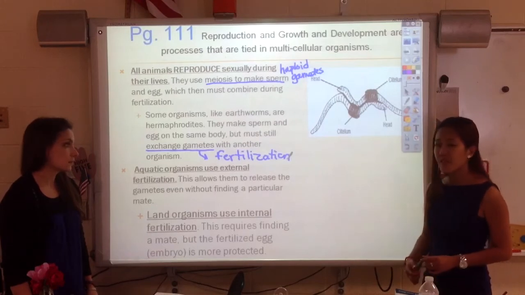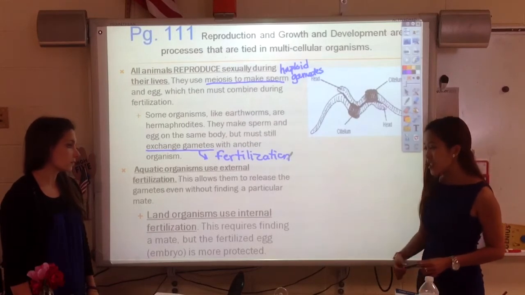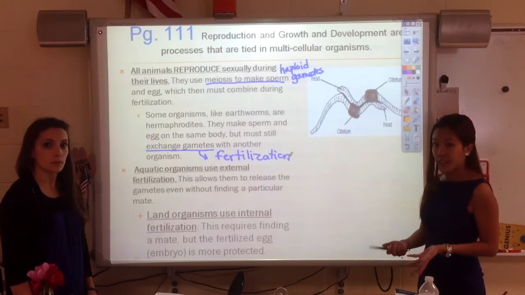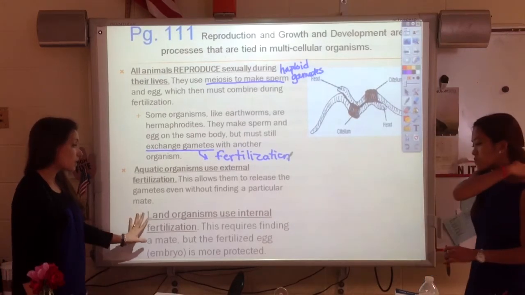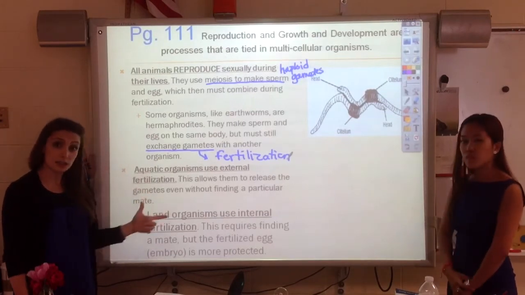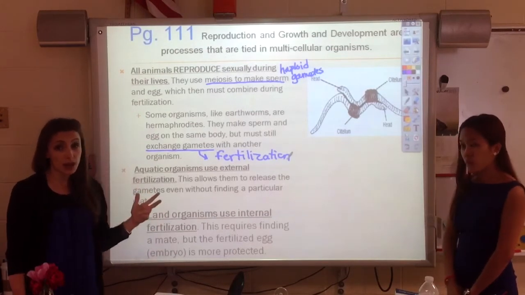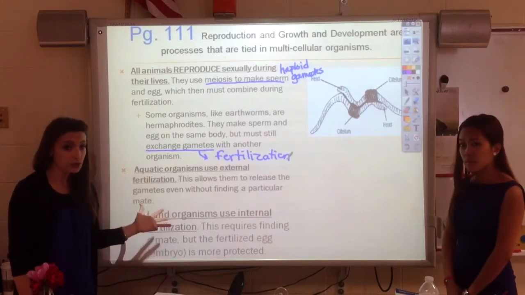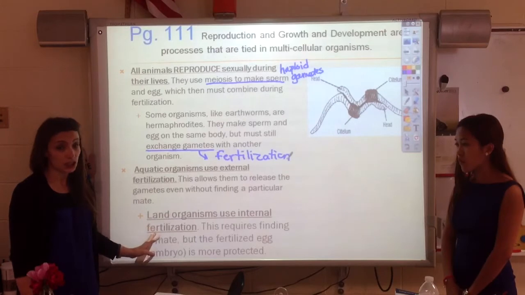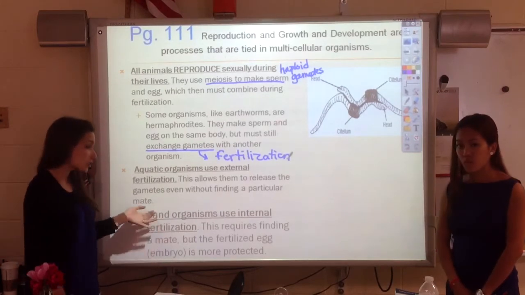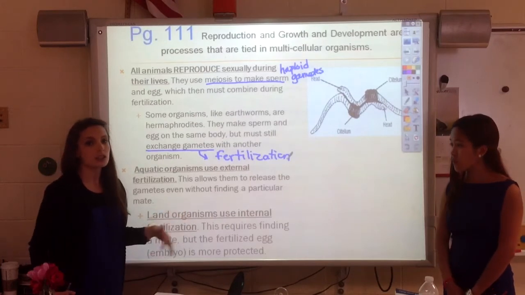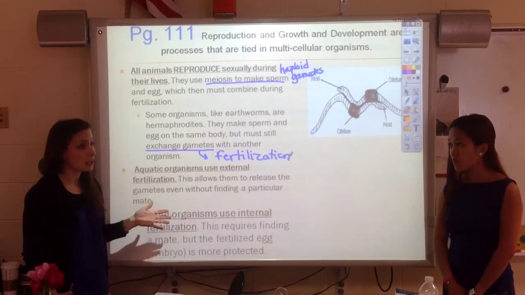Land organisms are going to use internal fertilization, and this requires finding a mate, but then the fertilized egg is more protected. So when we talk about land organisms, we're talking about mammals, we're talking about insects, we're talking about reptiles, we're talking about birds. So all of the land organisms use internal fertilization. And this is why later we're actually going to see that finding a mate is one of the hardest parts. This is why we see all these courtship behaviors.